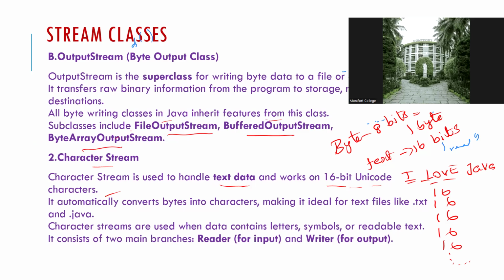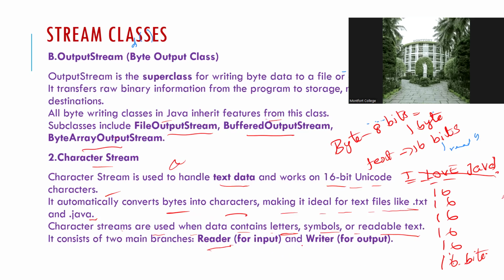It automatically converts bytes into characters, making it ideal for text files like .txt and .java files. Character streams are used when data contains letters, symbols, or readable text. So 'I love Java', and then I can put a not operator also; this not operator will also be represented in 16 bits. When performing reading and writing operations, it consists of two main branches: reader for input and writer for output.